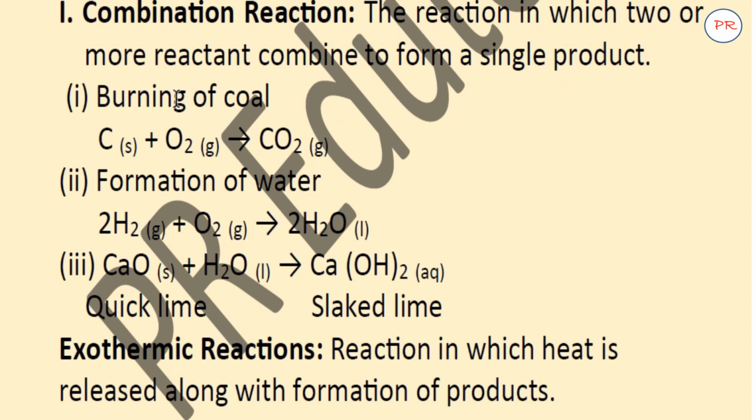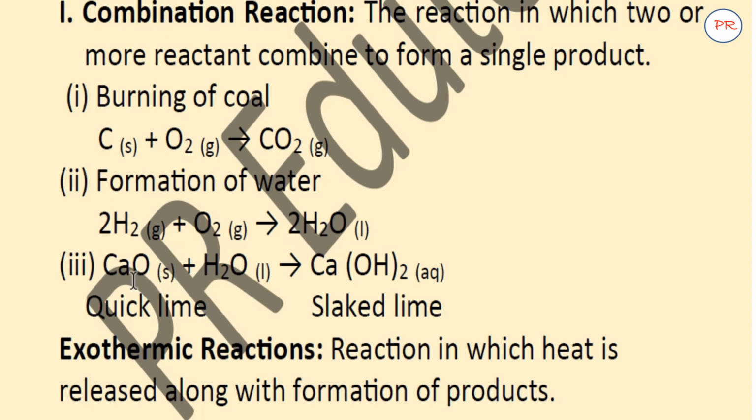So examples are burning of coal, carbon. See, the state is written here, solid. In the bracket, whatever I have written is the state of the substance: carbon solid plus O2 gaseous gives CO2 gaseous. Second one is the formation of water. 2H2 gaseous plus O2 gaseous gives 2H2O liquid.